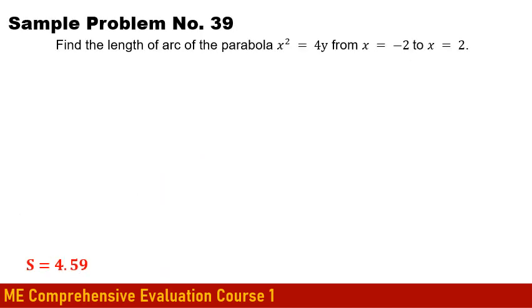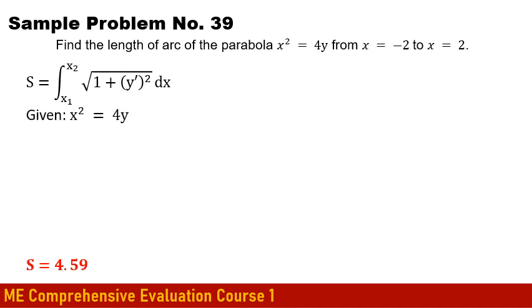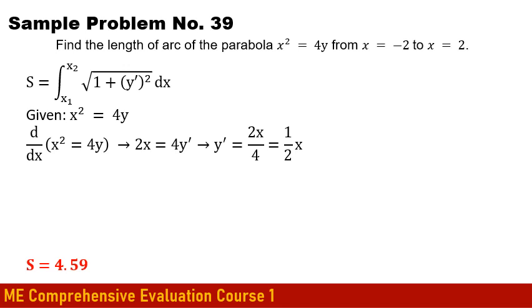Find the length of the arc of the parabola x squared equals 4y from x equals -2 to x equals 2. Our formula is the integral of the square root of 1 plus y prime squared dx from x1 to x2. Given is x squared equals 4y. So d/dx of x squared equals 4y is 2x equals 4y prime. So our y prime is simply 1/2 x by implicit differentiation.